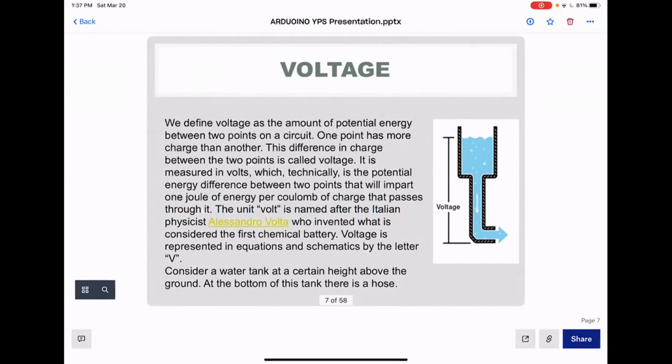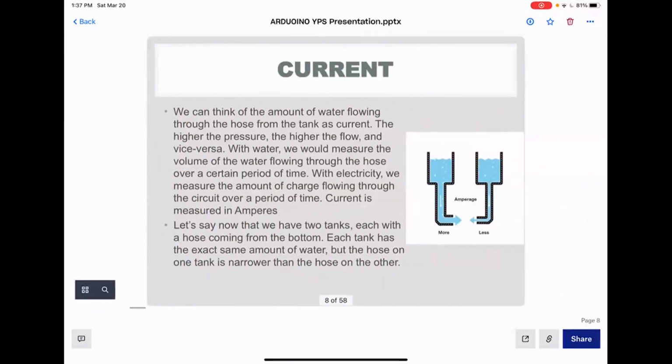And here in this picture, we can see for the water to flow, you have to have some potential, and the water flowing would be the current. The symbol for voltage is V, and it was named after Italian physicist Alessandro Volta, and the unit is the volt. And the next one is current.